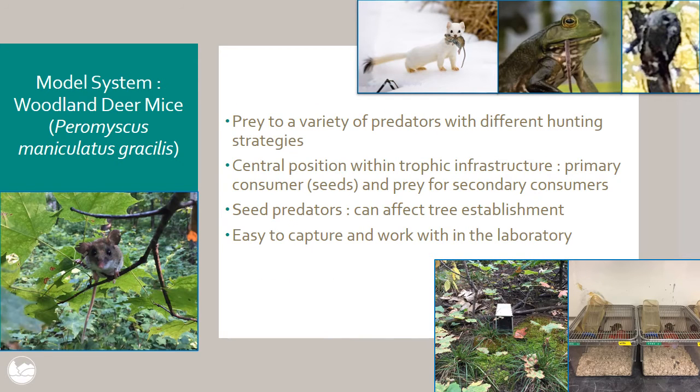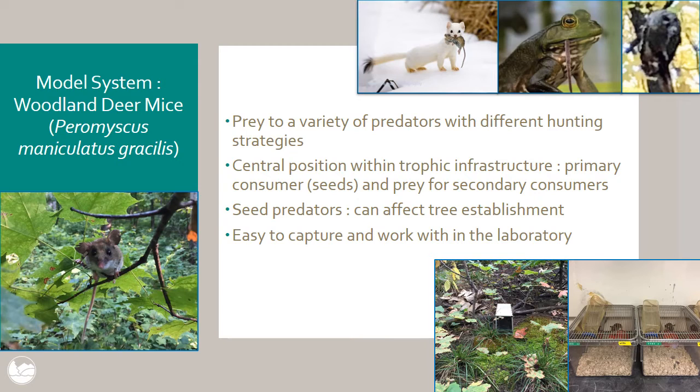Woodland deer mice, or Peromyscus maniculatus gracilis, provide an excellent model system to address these types of questions. They are prey to a variety of predators that utilize different hunting strategies. They occupy a central position within the trophic food web, being primary consumers of seeds and prey for secondary consumers. And as seed predators, they also have wide-reaching effects on tree establishment and forest composition, especially in areas like where we work, which is on the border of Wisconsin and the Upper Peninsula of Michigan.